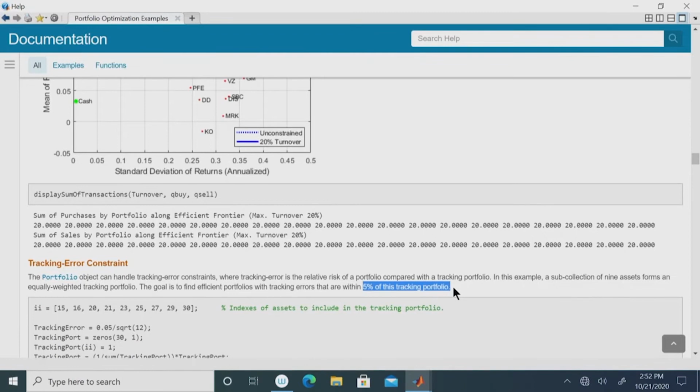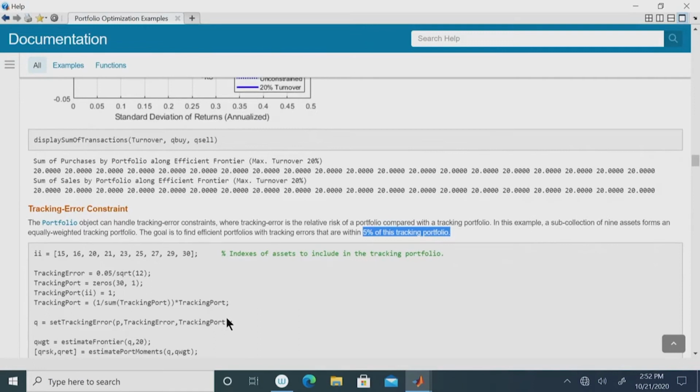So, essentially it is some sort of controlling portfolio, and the efficient portfolios that you want are the ones that are not too far from this tracking portfolio. And in this specific example, these errors are within the 5% limit of the tracking portfolio. Now, how do you set up the tracking portfolio? Here is a tracking portfolio in this example, and there are different ways in which you can do this.